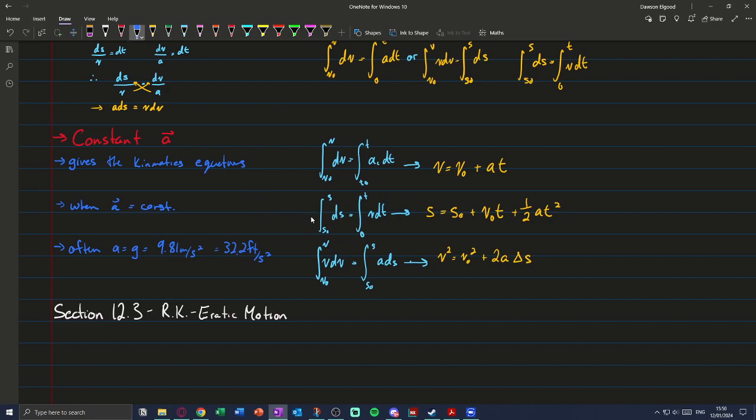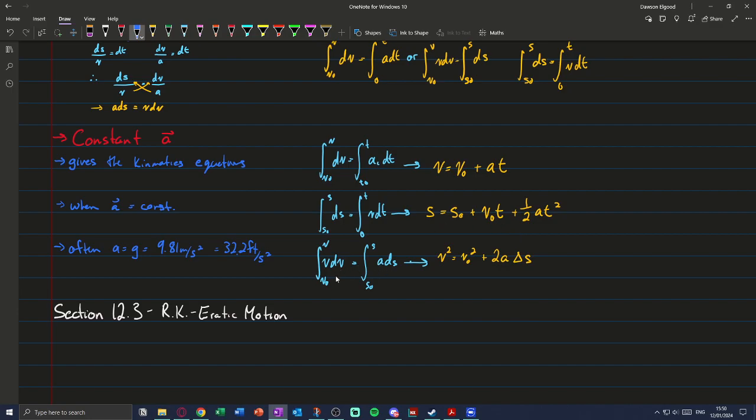So the second equation is going to be integrating the change in position from s naught to s, and integrating the velocity from 0 to t seconds, and that's going to give us s equals s naught plus v naught times t plus one half a t squared, and that's that kind of parabolic equation that we often see.